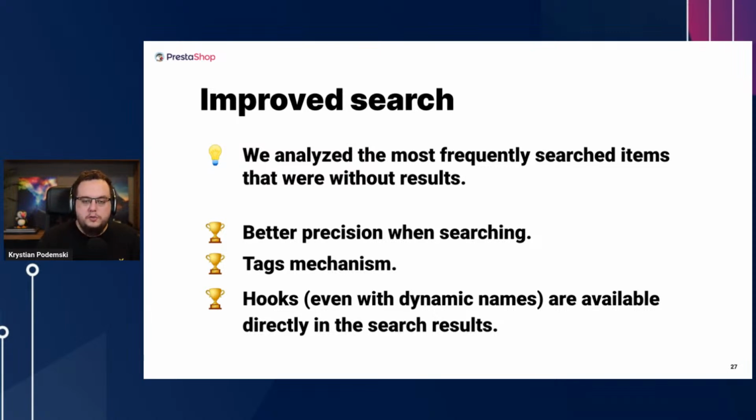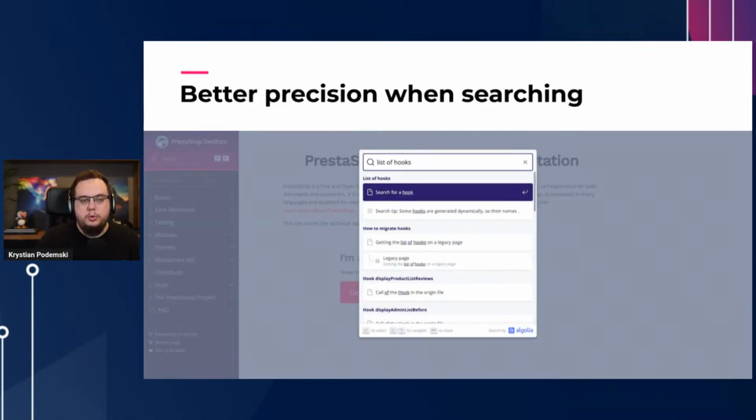So now we have better precision when searching. There is a new tags mechanism that allows us to create aliases between what is in the developer documentation and what you've been searching for using the search bar. Plus, we improved how you can search for hooks, because we noticed that one of the most commonly searched items in the developer documentation is hooks: hook names for existing hooks and their implementation. I will give you a few examples of how it works right now.